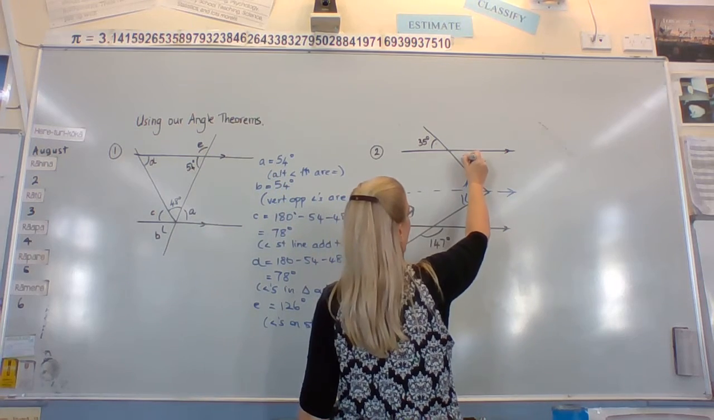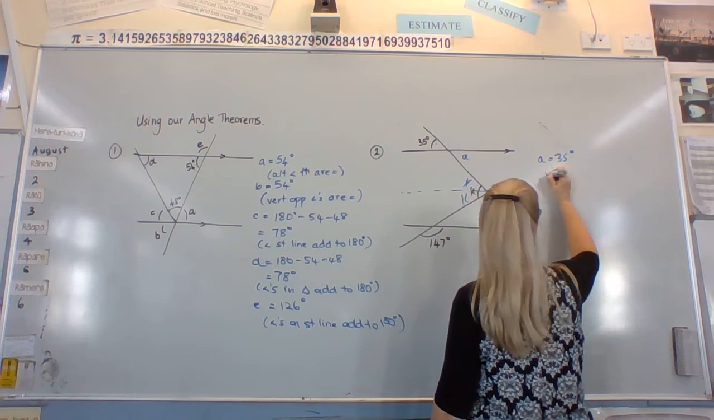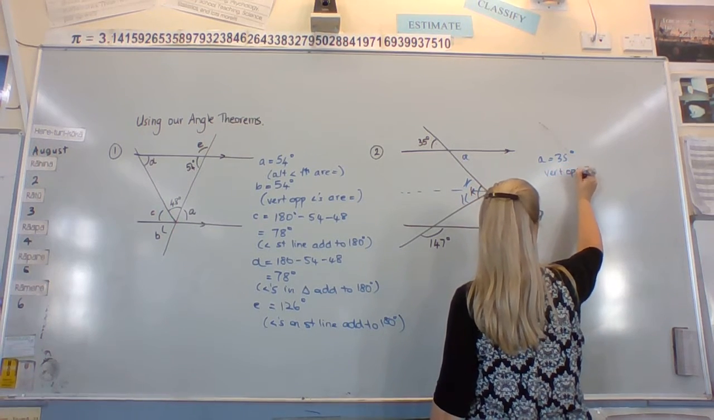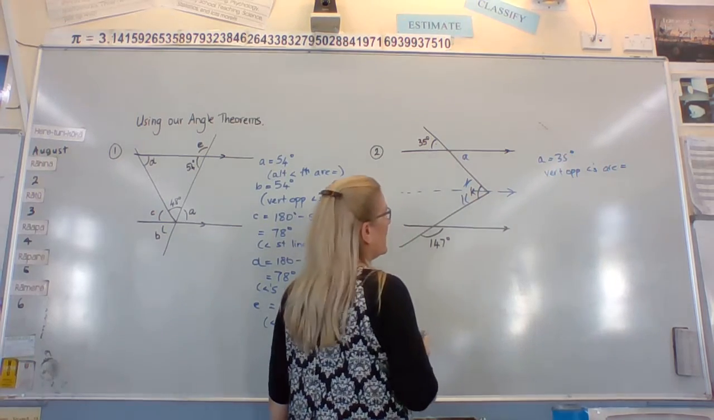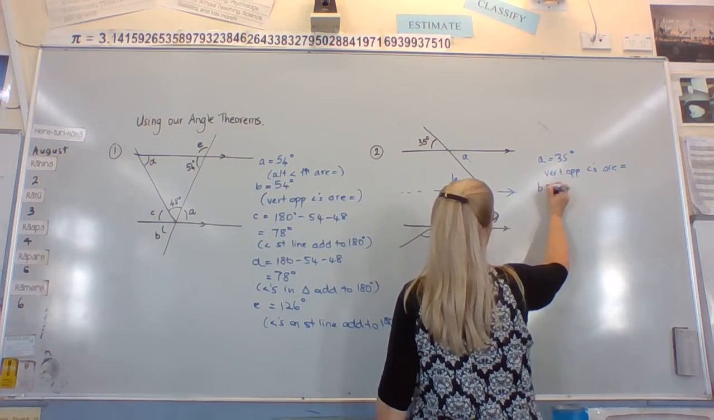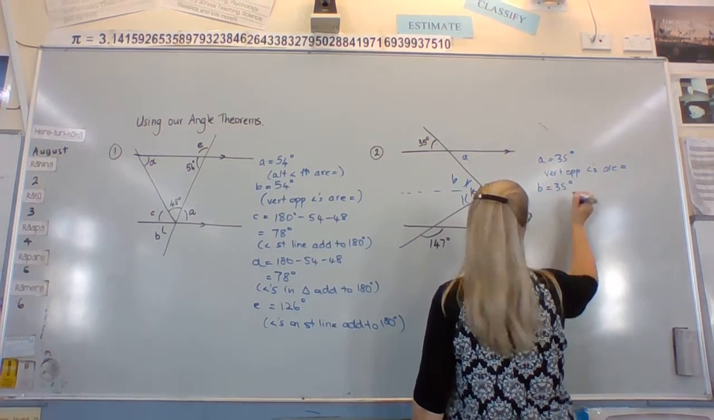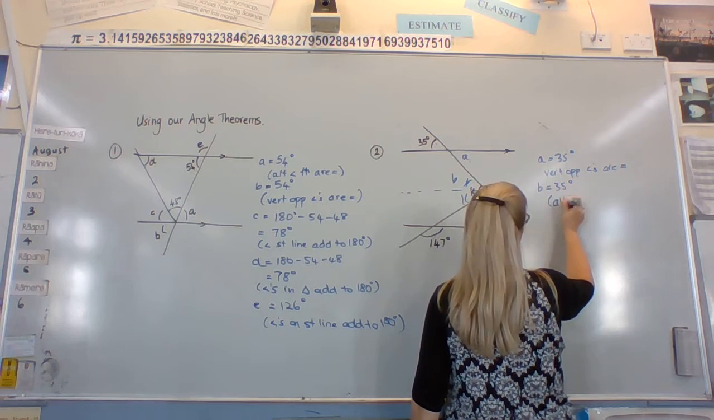here, I'm going to call this A so that I've got an identifier. A equals 35 degrees, vertically opposite. So therefore B is 35 degrees because they're alternate.